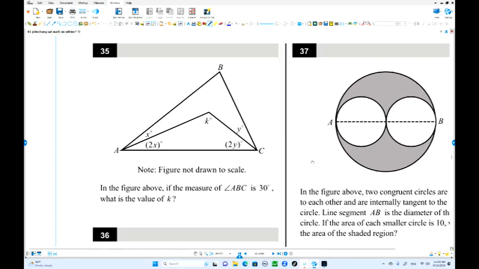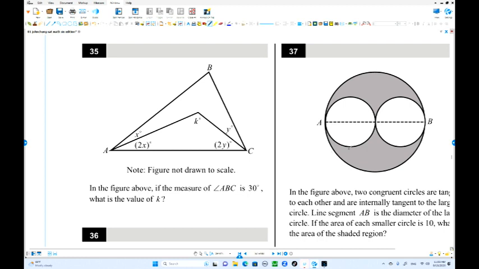Here is number 35. The measure of angle ABC, angle B, is 30. What is the sum of these two? 150, right? The total interior angle is 180. So that's 3x plus 3y, which should be equal to 150. When you divide it by 3, x plus y equals 50.